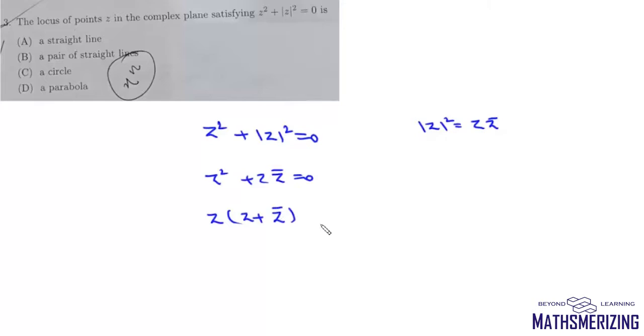Now this third question is, the locus of point z in the complex plane satisfying z square plus mod of z square equals 0. Now we know that mod of z square is z into z bar. So we can simply write this as z square plus z z bar equals 0. And we'll take this z common. So it will be z into z plus z bar equal to 0. Now either we'll get z equals 0 or we'll get z is equal to minus z bar. Now when z is minus z bar, it means it is purely imaginary. And z is equal to 0 is the origin, which will also lie on this line. So locus of point z will be a straight line, and that's your option A.